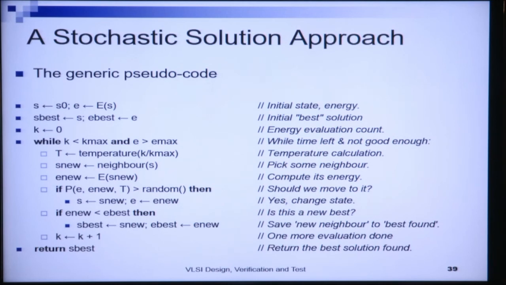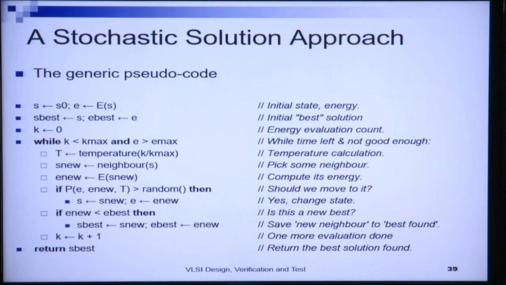So when k by k max is very low, the temperature becomes very high. Now I make a move. After I make a move, I get a new solution which is denoted S new. So S new equals neighbor of S. From S I make a move, and that move is either a merge or a split. That merge or split gives me a new solution, S new, and I have a corresponding energy cost or an area cost which is given by E(S new).